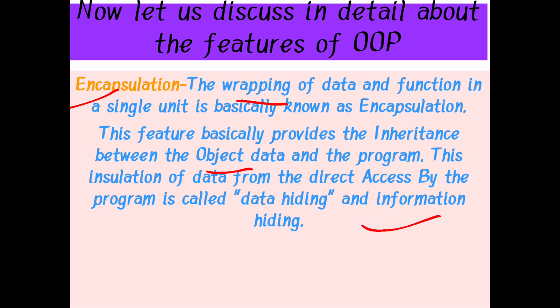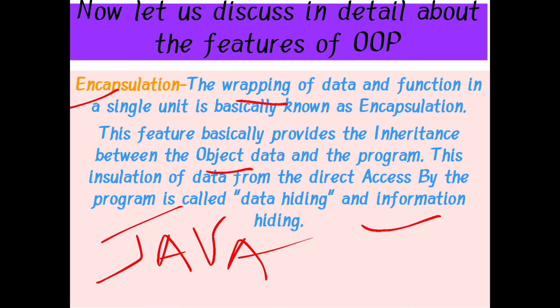So through encapsulation we can simply hide any kind of data, and this is considered to be the most secured feature of object oriented programming. For example, Java. In Java, data members and member functions are wrapped together here. So it is also an example of encapsulation.